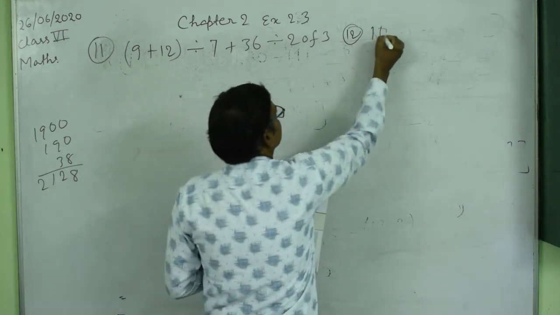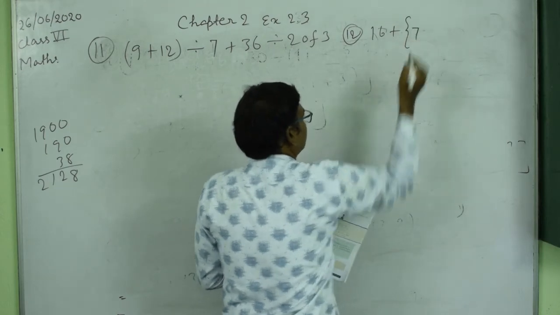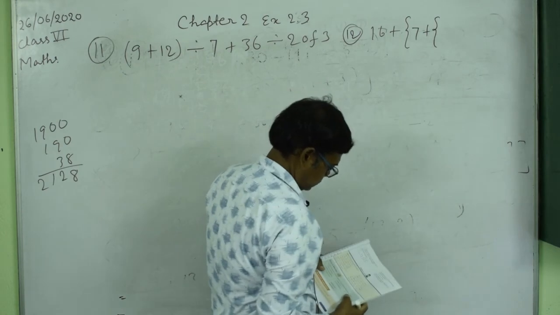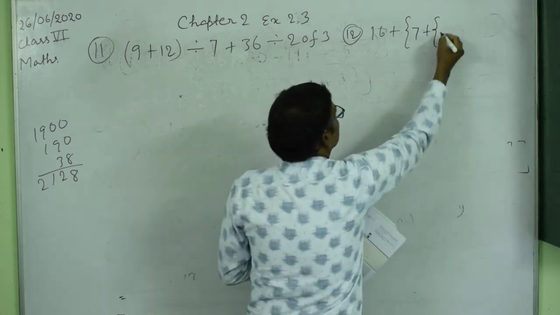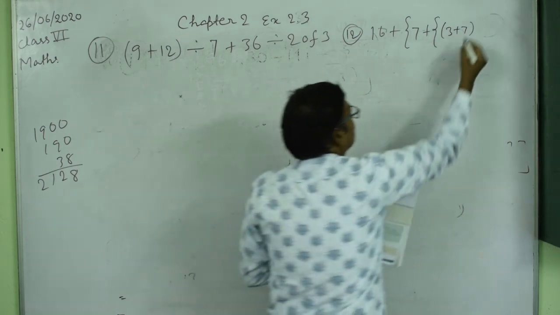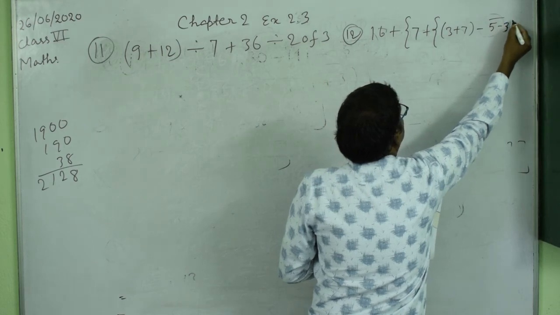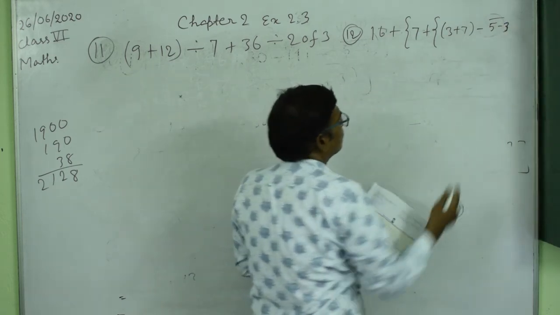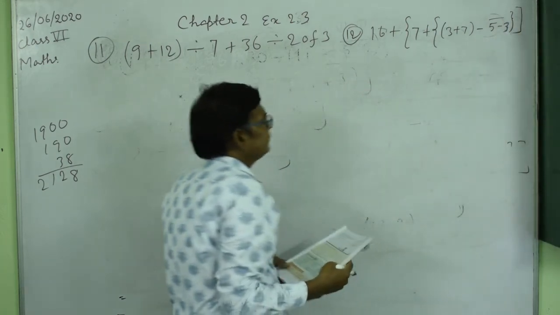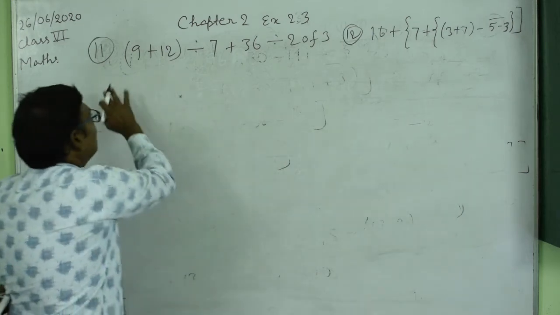And the question number 12 is 16 plus bracket 7 plus again bracket, and then again you have bracket here 3 plus 7, and then bracket minus 5 minus 3, and this 5 minus 3 bar, and then you have this, and then curly bracket. So these are the two questions. Now first solve this question number 11.